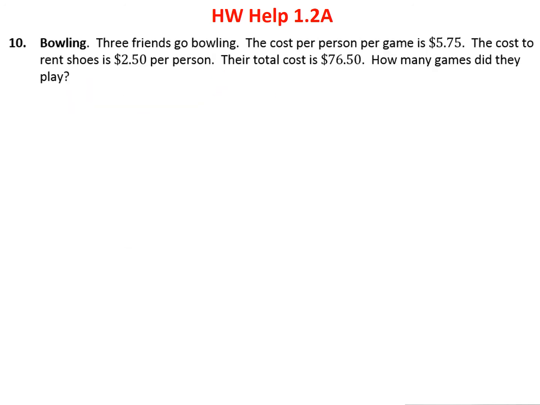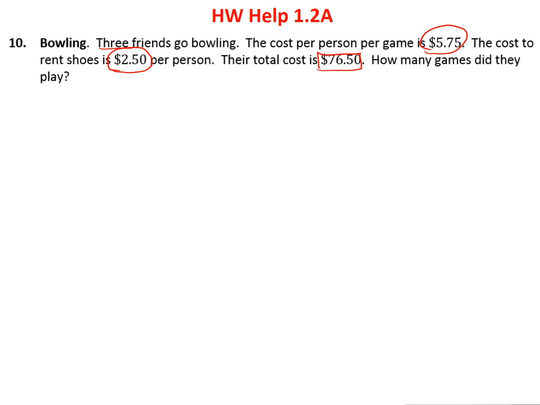Problem 10 is a word problem. Let's read it together and notice the important ingredients in the problem. 3 friends are going bowling. The cost per person per game is $5.75. So they're each going to have to pay $5.75 just to bowl. And then the cost to rent shoes is $2.50 per person. And their total cost is $76.50. We want to know how many games did they play.